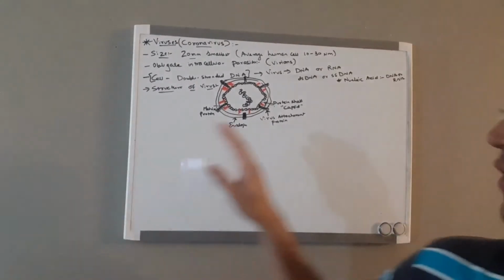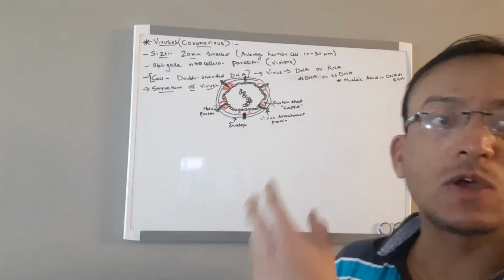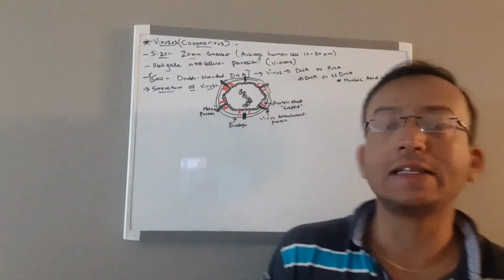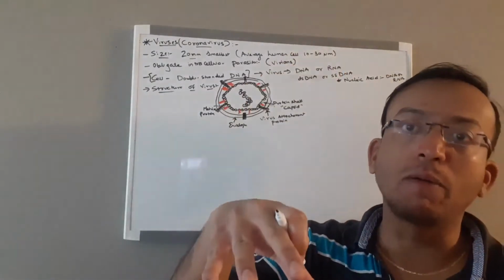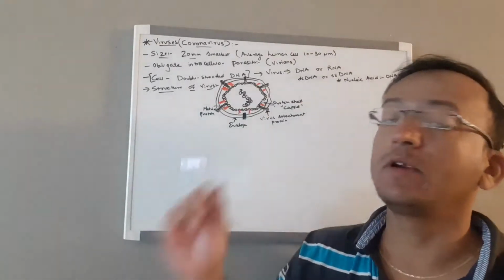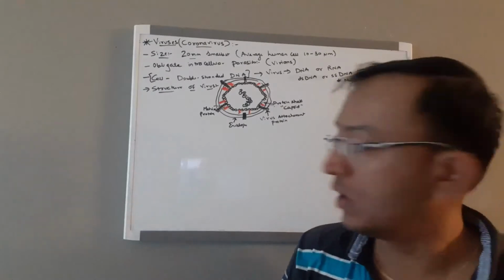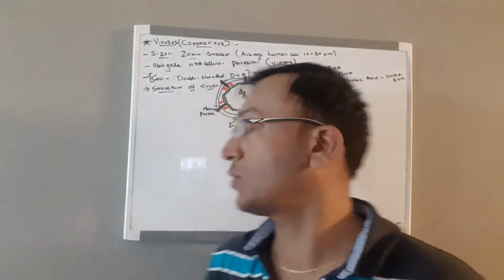So what this virus attachment protein does is the viral protein that facilitates the docking of the virus to the plasma membrane of the host cell, the first step in gaining entry into the cell. So that's the function of this, and this is the structure of virus.